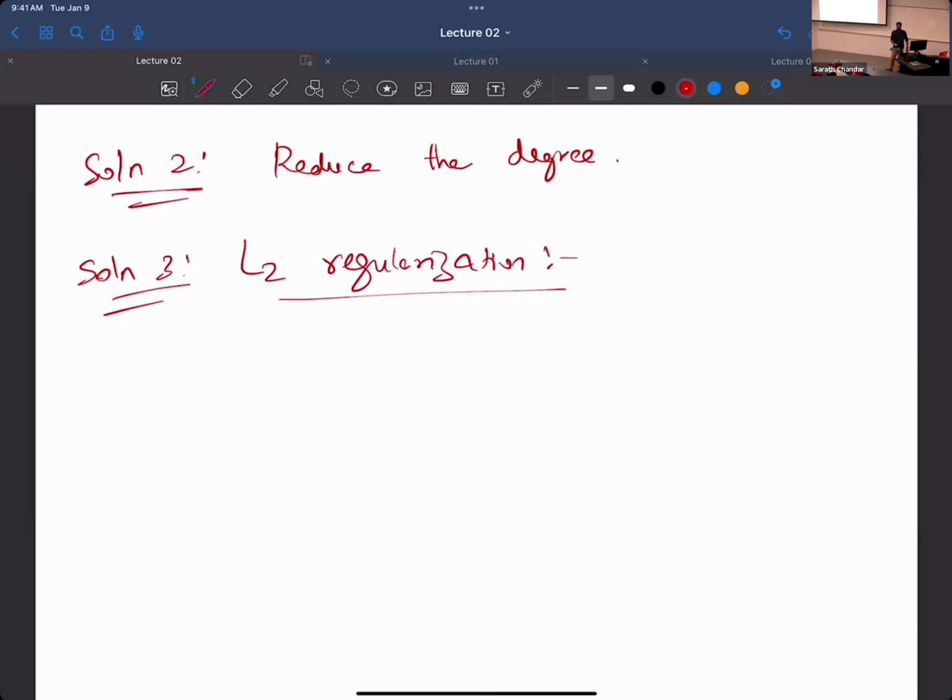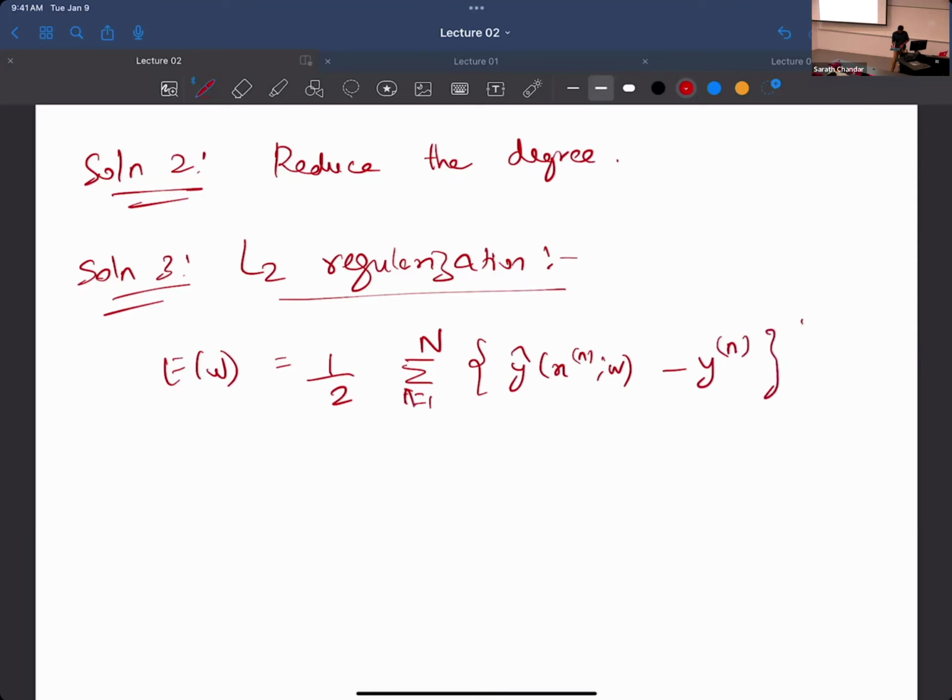Okay. So L2 regularization is going to change the error function. The usual error function that we had, E of W, is equal to 1 over 2 summation i is equal to 1 to capital N, y hat of x_n given W minus y_n, the whole square. This was my error function, right?